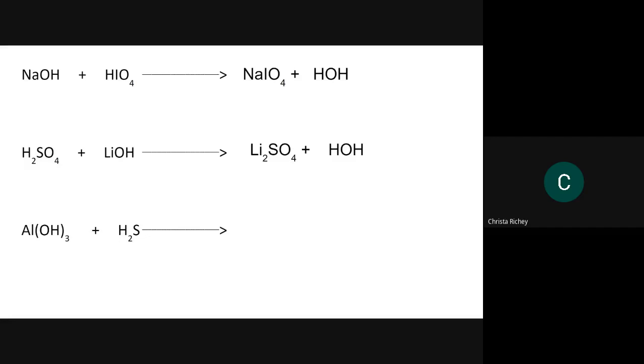Now this is not balanced. They're already done, but because this was part of your most recent assignment, I'm going back over it again. So I need 2 to balance the 2 lithiums. I now have 2 hydroxides. So I need 2 hydroxides, and now everything's balanced, and so my missing numbers are ones.